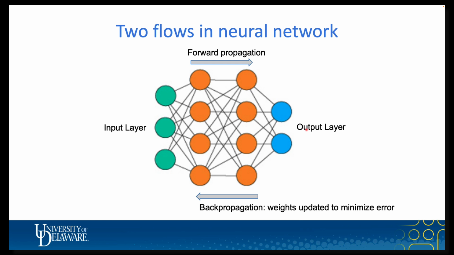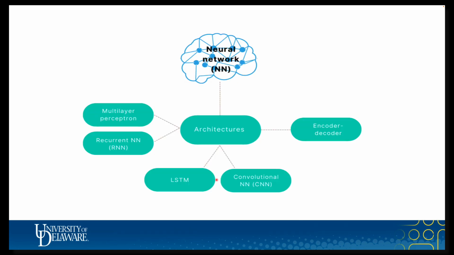In backpropagation, on the other hand, the model updates the weights based on the output error. And this iterative process, guided by the loss function, allows the model to improve. So now that we know the basics of a neuron and layers, we're going to see just a small sample of different architectures that you might encounter.